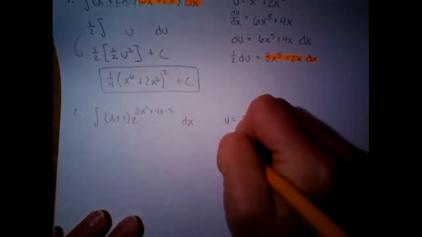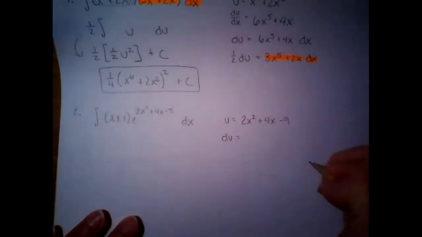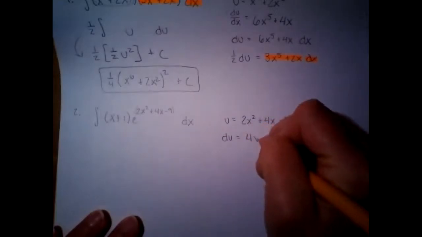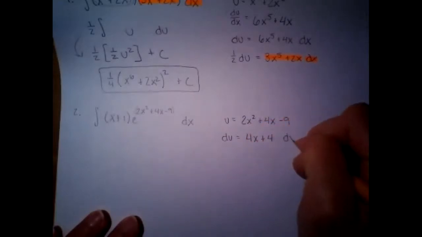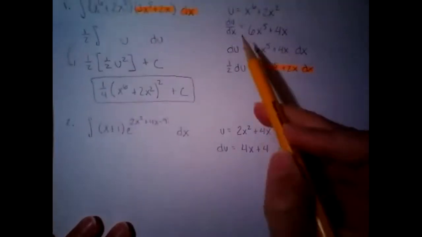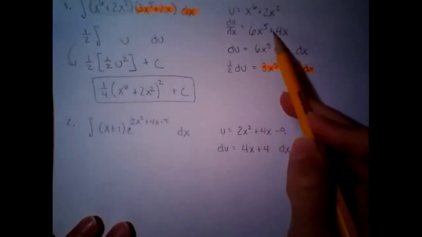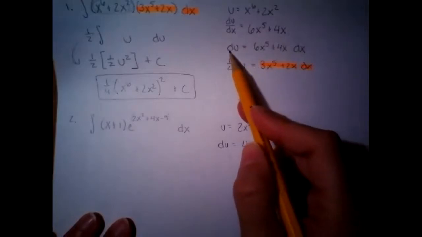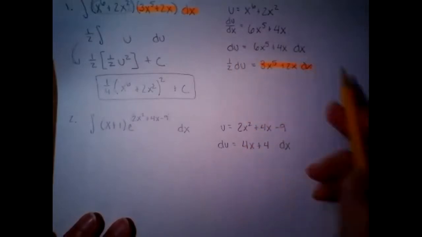And then we're going to do the derivative of that. So du equals, and this derivative would be 4x plus 4 dx. And like I said, you're going to end up skipping this step because you end up writing the same thing twice. So you may as well just skip straight to here. du equals the derivative and then dx.